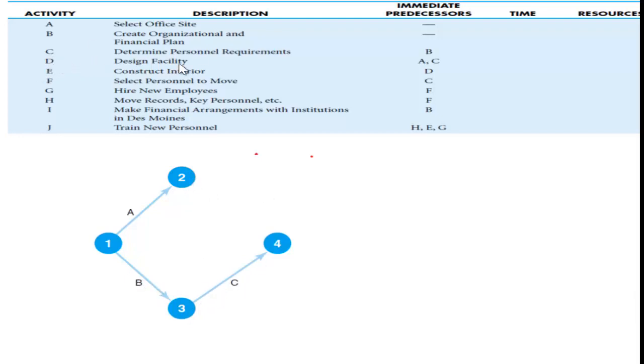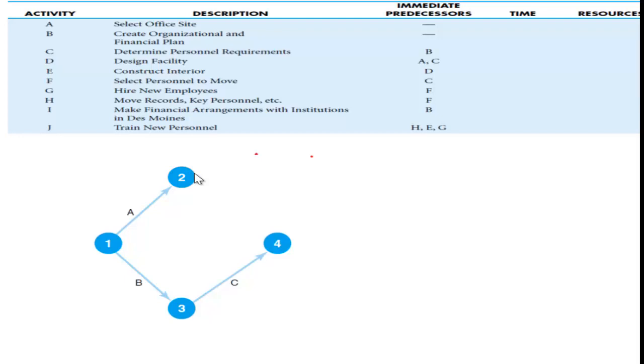Now, if you see the D here, the design facility, its predecessors are A as well as C. Now, here is some complication, because the predecessors of D, design facility, are A, C, both A and C. Now, what is the problem? The problem is that D's predecessors are A as well as C. So that means D has to start from either C or A, because they are its predecessors.